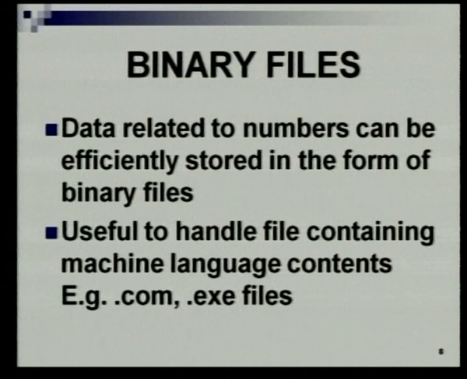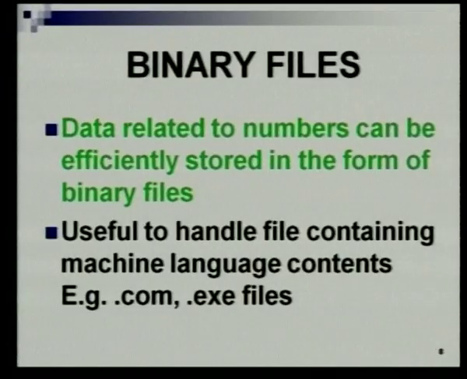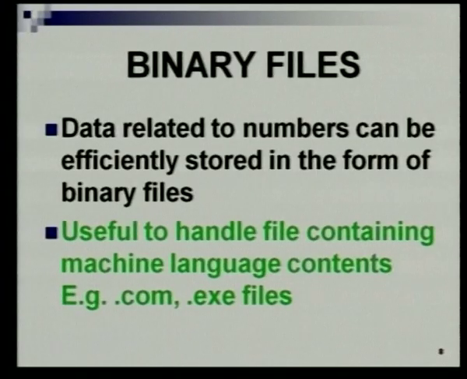Next, we have what are called binary files. So, these are different from text files. In data files, you have stream and system oriented. In stream, you have text and unformatted. Now, these binary files are a different nature of files because they store different types of information. Data which are related to numbers, numeric values, can be efficiently stored in the form of binary files. So, this is mainly used to store numbers or mathematical information. They are useful to handle files containing machine language contents.